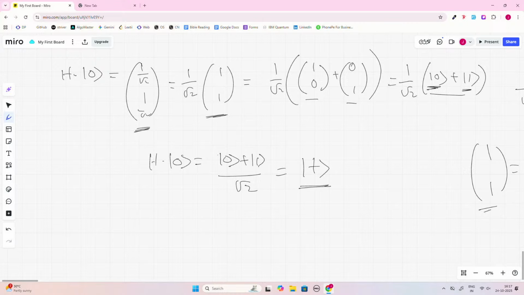Now try to apply the Hadamard gate to your ket 1. If you do the same operations, you will get the output like this.